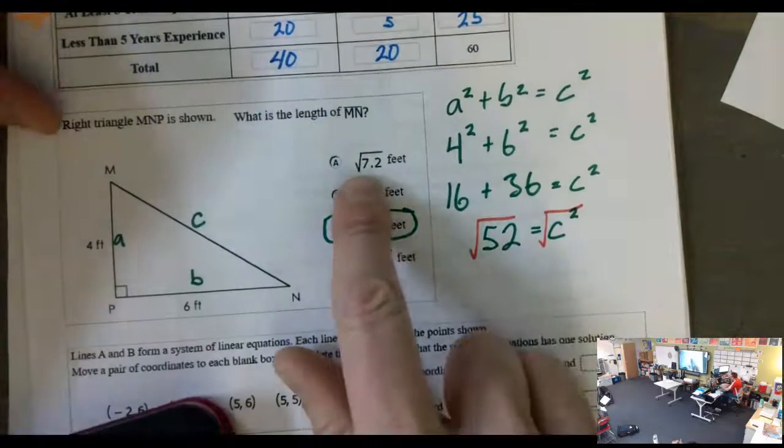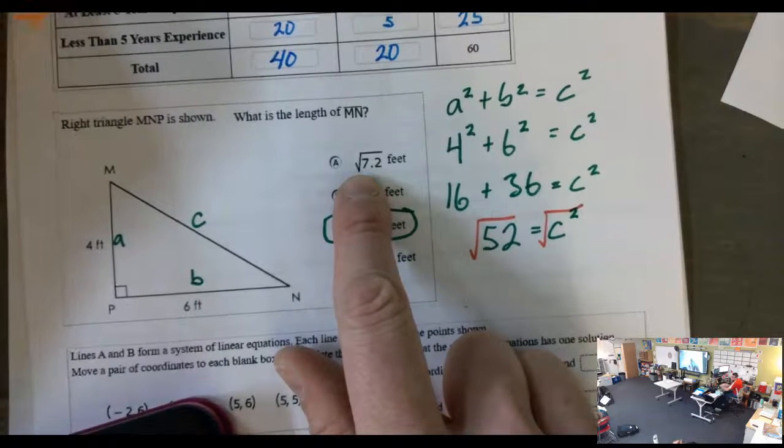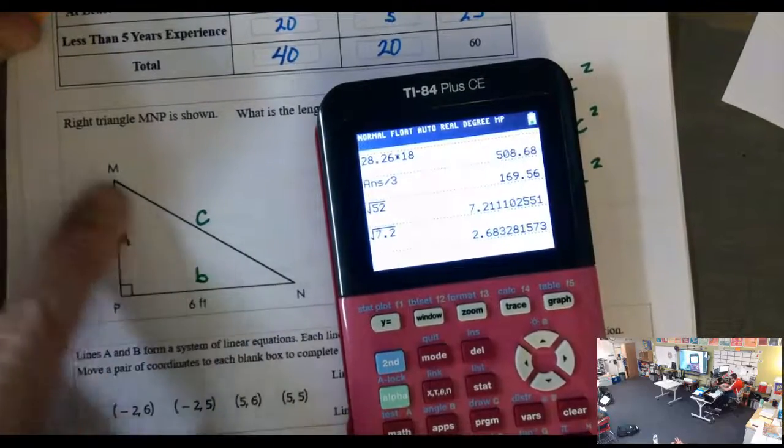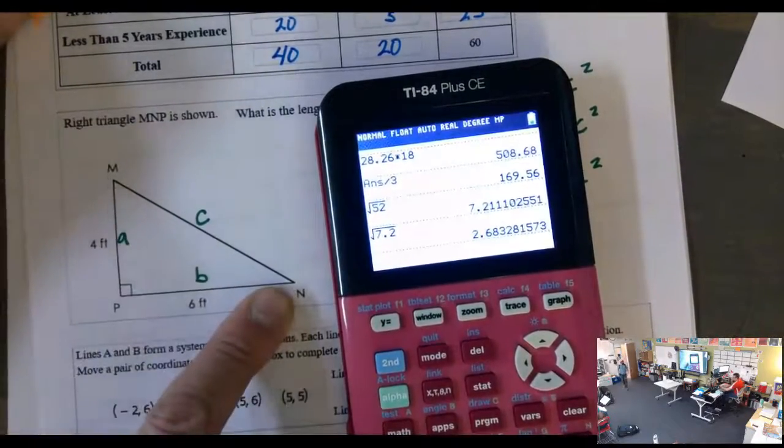Guys, if we did radical 7.2, it'd be way too small. That's like 2.6, 2.7. This side can't be 2 point something. That'd be way too small.